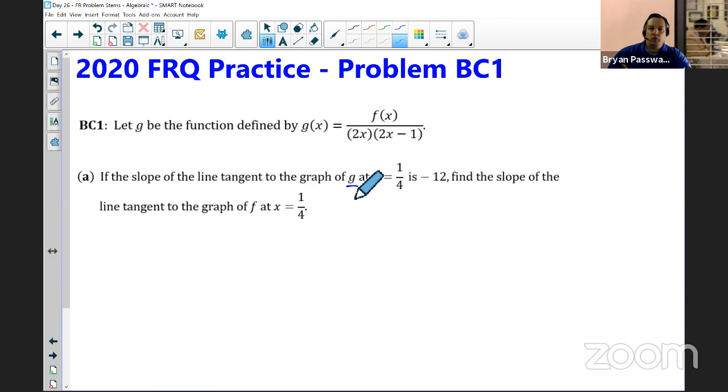Can we start interpreting these words into mathematical equations or ideas? So it tells me the slope of the line tangent to the graph of g, right? Well, what does that mean? Well, we know there's a connection between derivatives and slope of tangent lines, right? So it tells me the slope of the line tangent to g at 1/4 is negative 12. If I just interpret that, that would mean that g prime of 1/4 needs to equal negative 12, right? I'm just making that connection. And then I'm also told to find, so the question becomes the slope of the line tangent to f, right? So same idea, I want to find f's derivative at 1/4. That's the real question, right?